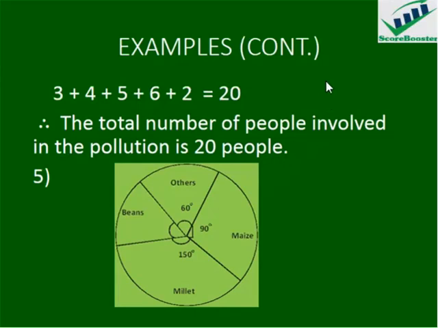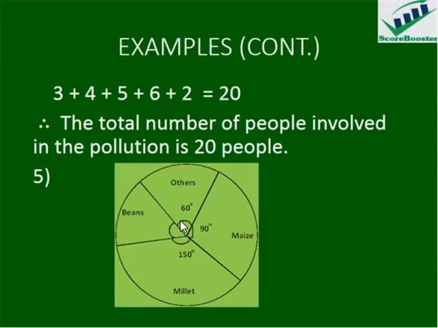If you are given a histogram or a bar chart and you have to find the total number, you know that the frequency of those data is proportional to the height or length of the bar. So the fifth question is on pie chart. We're given a pie chart with different foodstuff: beans, millet, maize, and other crops.